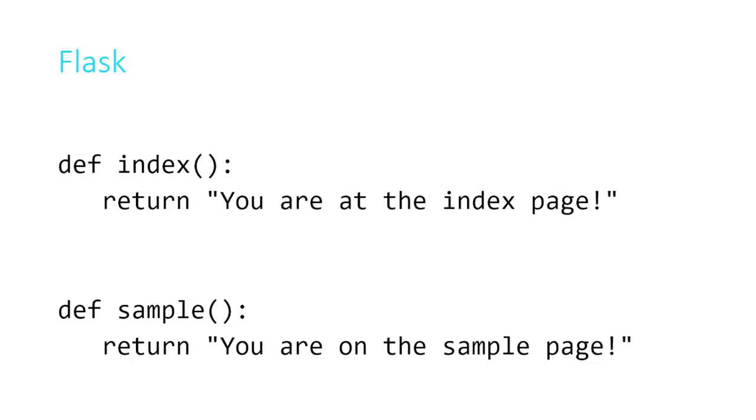So here, for example, are two functions that I might write. And you'll notice that this is not new. This is just writing in Python. We're not writing in anything special here. I'm defining a function called index, whose sole purpose is to return "you are at the index page." And I'm defining another function called sample, whose sole purpose is to return the string "you are on the sample page." Now, how do I associate these functions with my site?